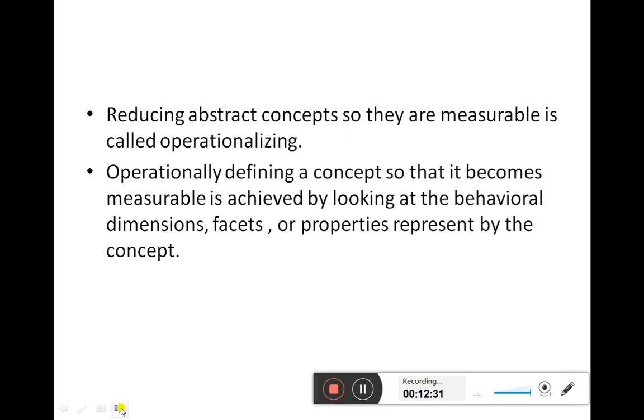So to measure such indirect variables, which we don't have a method to measure directly, we need another type of technique, which is known as the operational definition technique. Reducing abstract concepts so they are measurable is called operationalization. As I told you, the method to measure variables which are subjective in nature is known as the operationalizing technique. Operationalizing technique is not rocket science, simply stated that way.